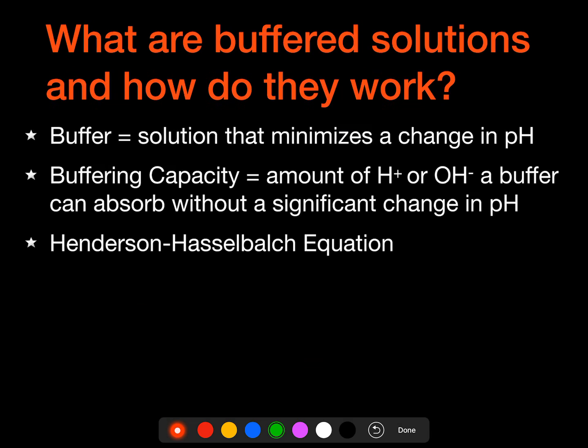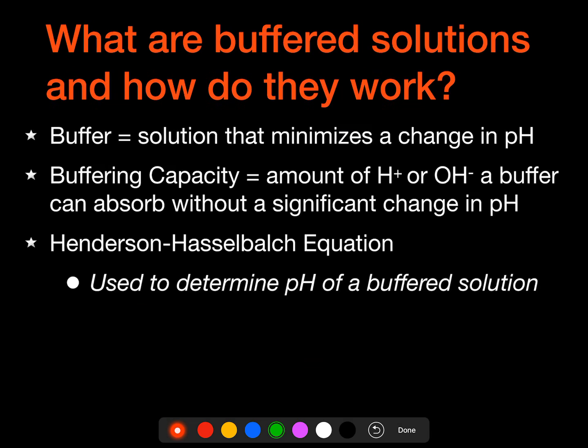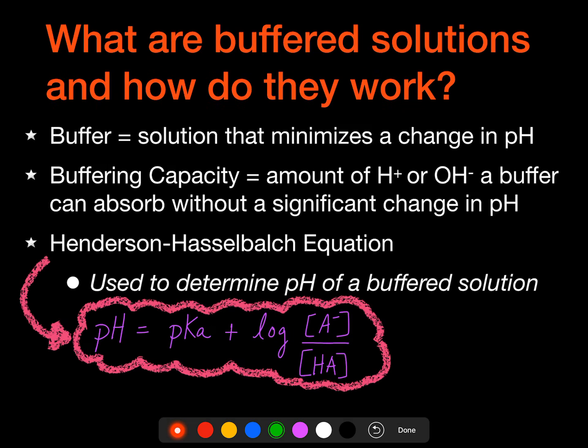We have an equation called the Henderson-Hasselbalch equation, and we use that to determine the pH of a buffered solution. This is the actual equation, and you'll notice that pKa shows up. We've seen pKa once before, in a previous MOV where we looked at the half equivalence point. Just to refresh our memory, pKa is equal to the negative log of the Ka. And so we're going to use this to do some calculations.